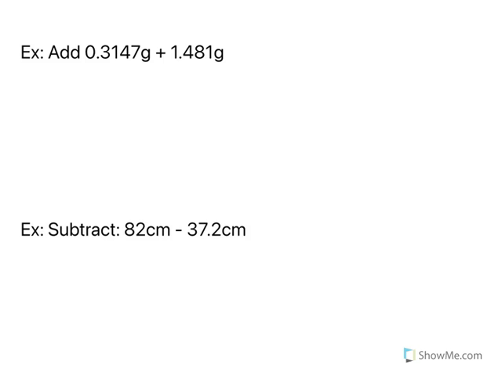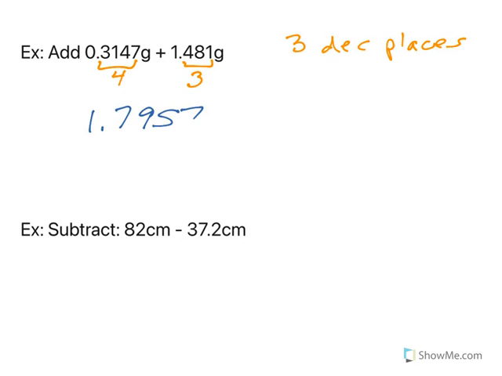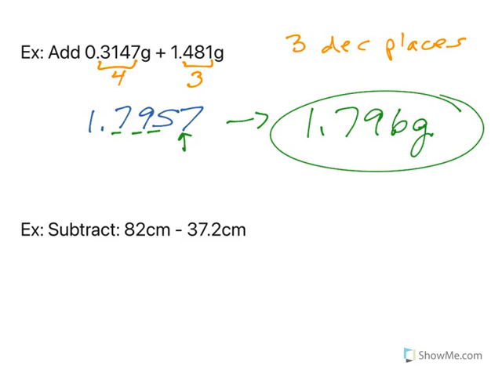Okay, now let's do some operations. We're going to add. Remember that when you add and subtract, it's the least number of decimal places. So this one has 4 decimal places. This has 3. So my answer will have 3 decimal places. When you add these 2 together, you get 1.7957. So to 3 decimal places, the 7 tells me to round up. So I end up with 1.796 grams. Don't forget your label.